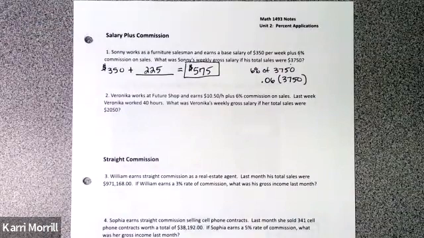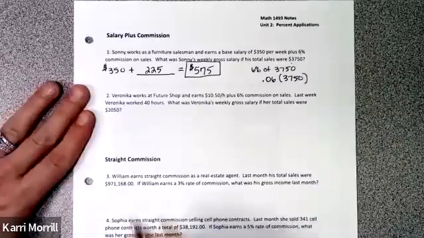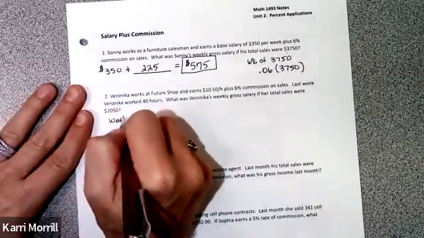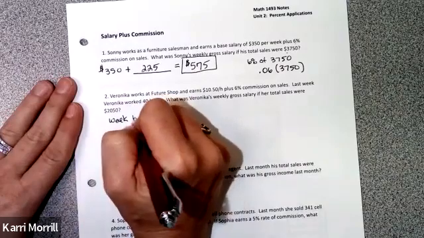Okay, number 2, Veronica works at Future Shop and earns $10.50 per hour, plus 6% commission on sales. Last week, Veronica worked 40 hours. What was Veronica's weekly gross salary if her total sales were $2,050? So we have two things happening.